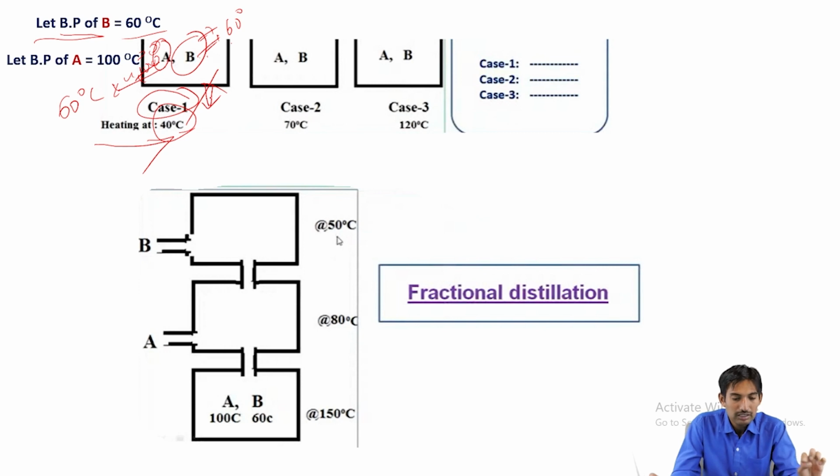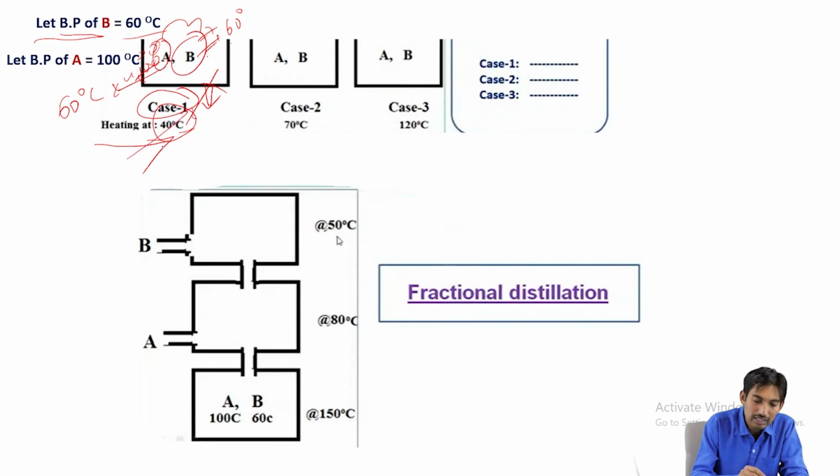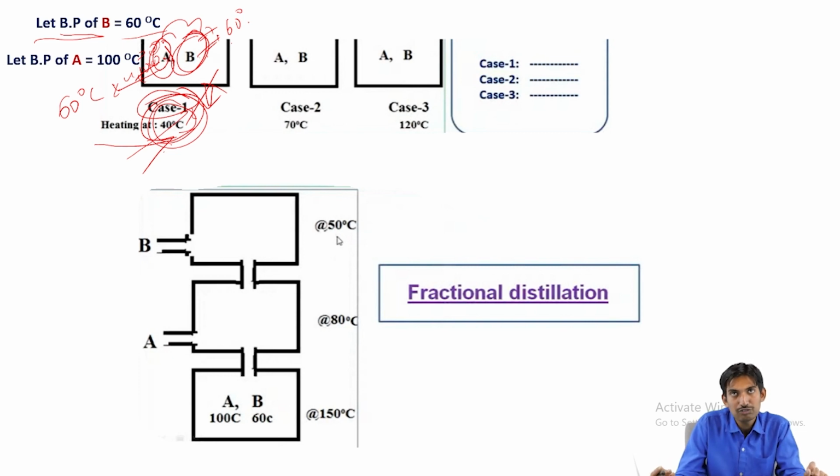Both A and B are in liquid state, because we are supplying 40 degrees centigrade, not 60 or 100 degrees centigrade. We are applying less than those boiling points. So there is no possibility of the liquid A and B fractions converting into vapor. This heating is not sufficient to convert liquid to vapor. So both A and B remain in liquid state at 40 degrees centigrade.